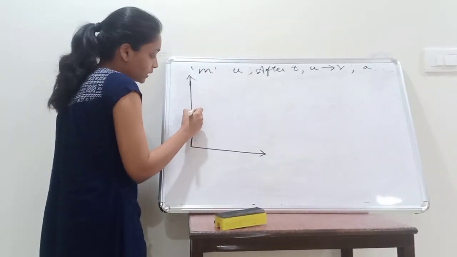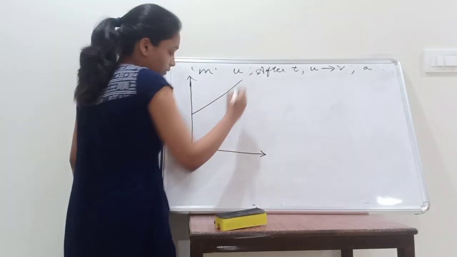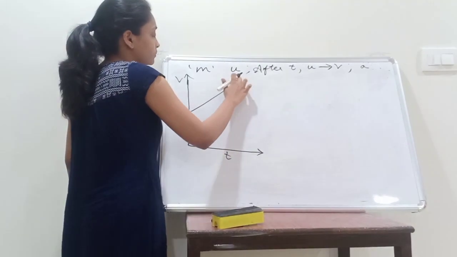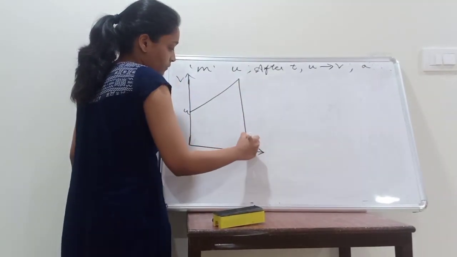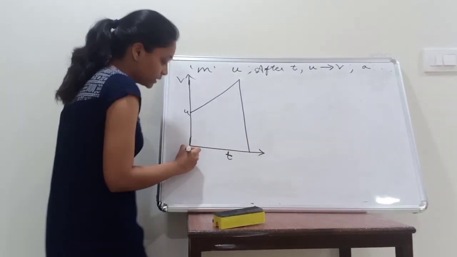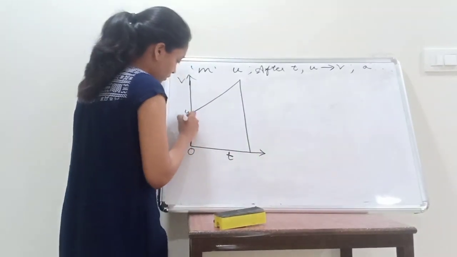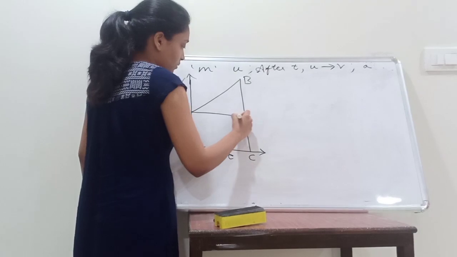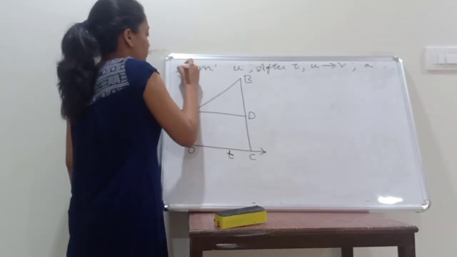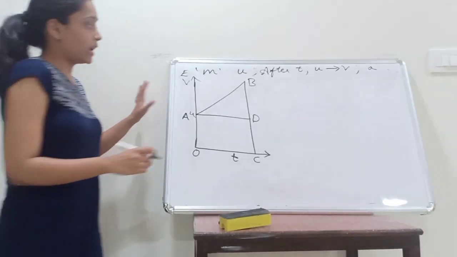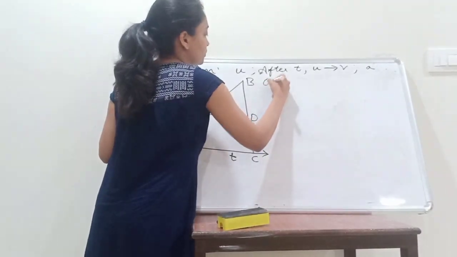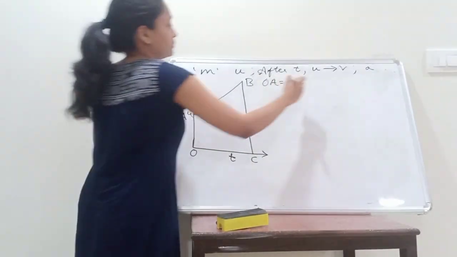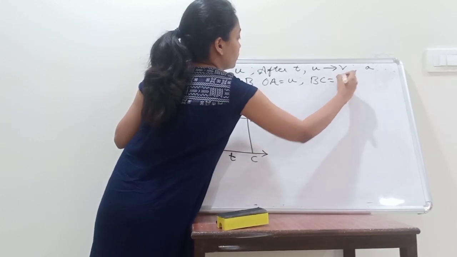So the object is starting with initial velocity u. After some time t, its velocity changes from u to v. Let's name the sides. Let this be O, A, B, C, D and E. First, let's write the information we have. OA is u, initial velocity, whereas BC is v, final velocity.